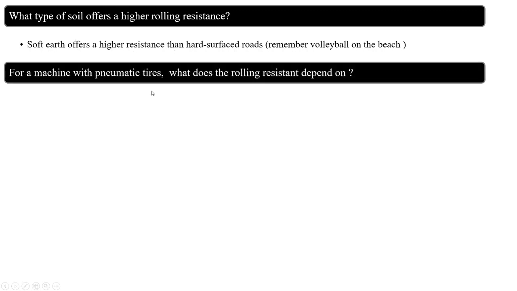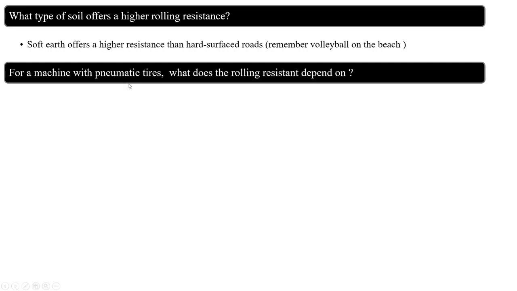So the answer to this question is that soft earth offers a higher resistance. When we say it is more difficult, it means the resistance against motion is higher. In other words, the rolling resistance for a soft surface is higher than for a tough surface. For a machine with pneumatic tires, what does the rolling resistance depend on?